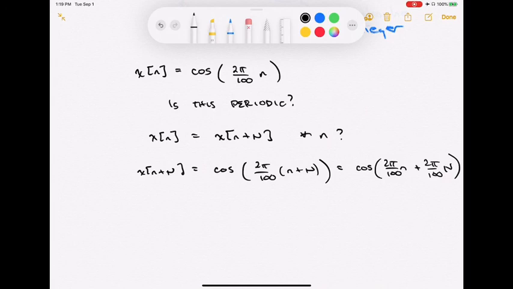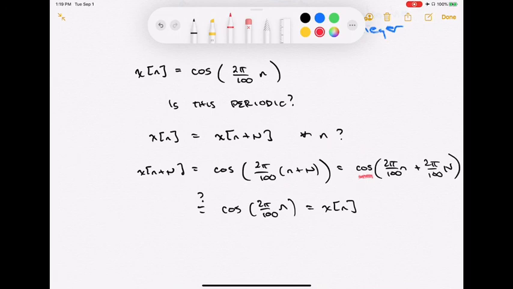And what are we trying to test? We're trying to test, is cosine of 2 pi over 100 n equal to my x of n? That's the thing we're trying to test. What do I know about a cosine? Cosine as a function is a 2 pi periodic function.